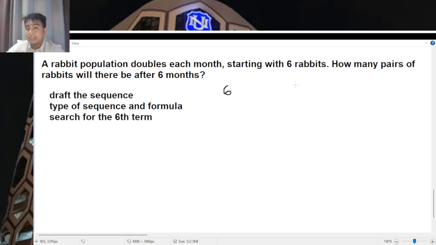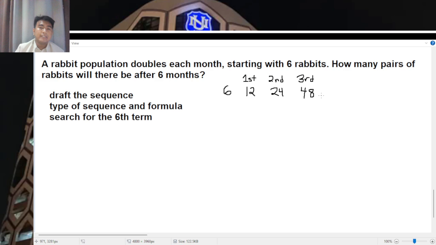So, the first term here would be the first month. Six rabbits would become 12 because it doubles, right? And then the second month, it will double into 24, and the third month it will double into 48. All right, so that is how it should go.